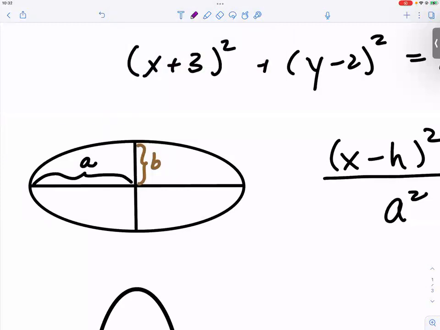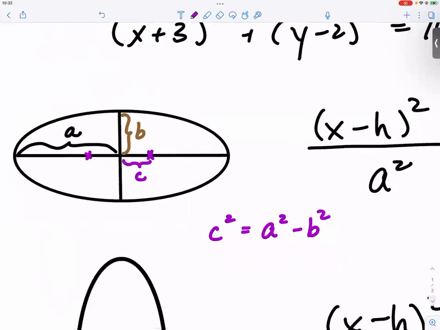And C, it's where? From the center to the focus, right? Now, that's C. And what is the relationship between A, B, and C? C squared is equal to A squared minus B squared, or we can do the square root form: C is equal to the square root of A squared minus B squared. I like this one better. I mean, you should be capable of finding out what C is if they give you A and B.